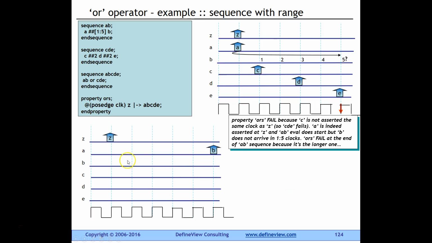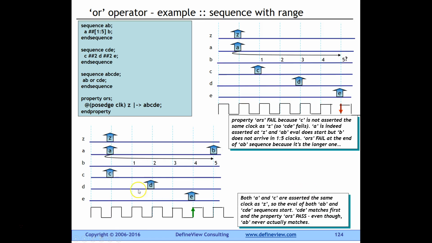And this is another example. Z arrives and then A arrives, and sure enough, B arrives 5 clocks later. And C also starts at the same time as Z because of the overlapping. It also matches its requirements. So as you notice, B arrives 5 clocks later, but since CDE matches its requirement, the property will pass right here. And then it won't care whether B arrives or not.